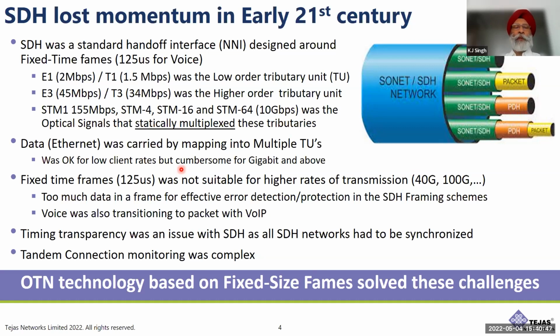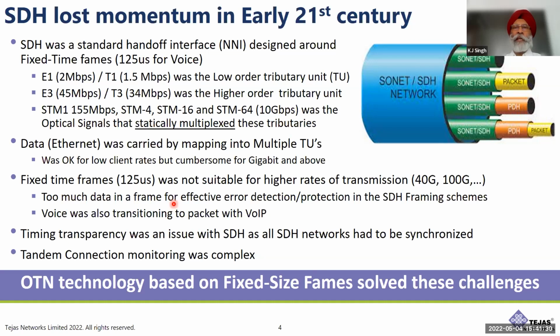There was another issue that started coming up towards the end of the previous century when 10 gigabit was the currency: as you scale a 40 gigabit signal, the amount of data in a 125 microsecond frame was becoming very large. And so the framing structure and the kind of bit interleaved parity schemes that were there in the SDH SONET framing structures were not really effective in telling you that there had been an error in the frame. In any case, there is no real way for you to retransmit.